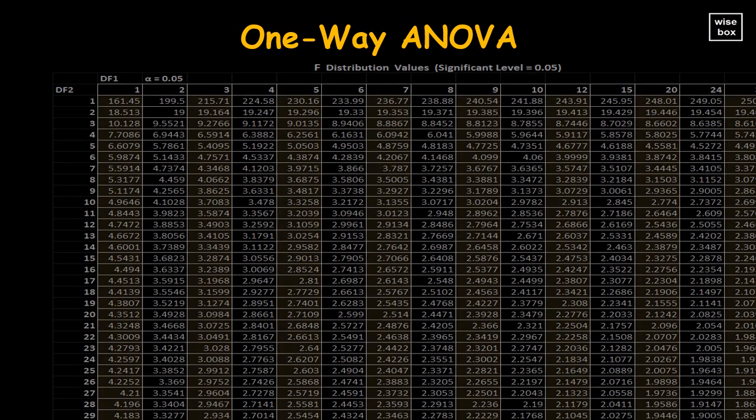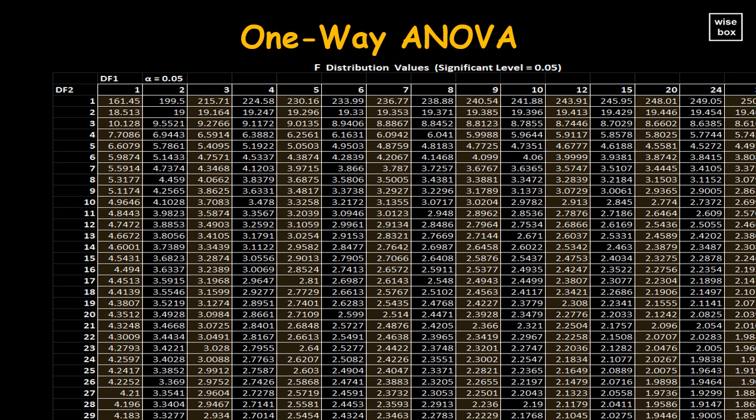Since we need the F critical value, let's use the F distribution table. Look for the degrees of freedom of 2, at the top columns. Then the degrees of freedom of 22, at the side rows. Notice that the intersection is at 3.4434, which is the critical F value.